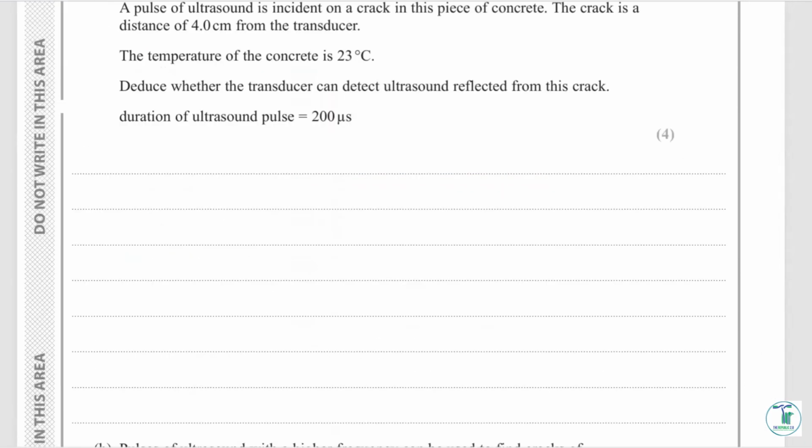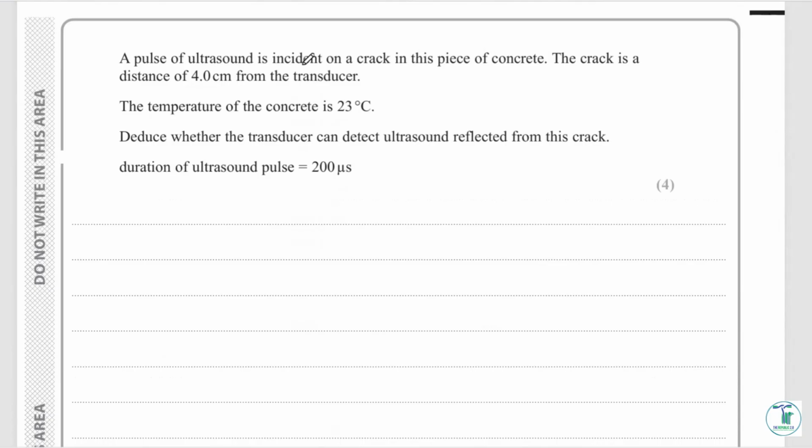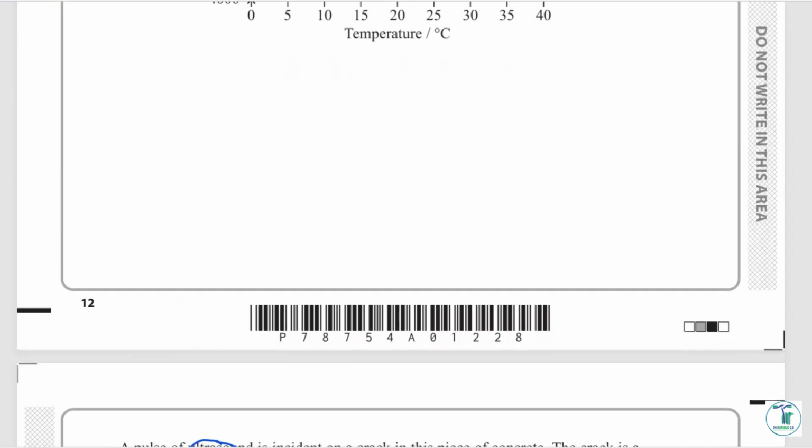Now we've got this case, and in this case, the pulse of ultrasound is incident on a crack in this piece of concrete. The crack is at a distance of 4 centimeters from the transducer, right? We just need to talk about whether the waves should be moving this much distance or more than this distance. The temperature is 23 degrees Celsius. If you have got the temperature, you must have the speed as well.